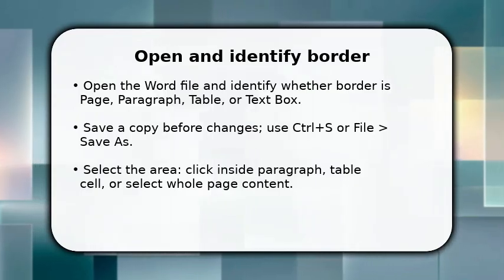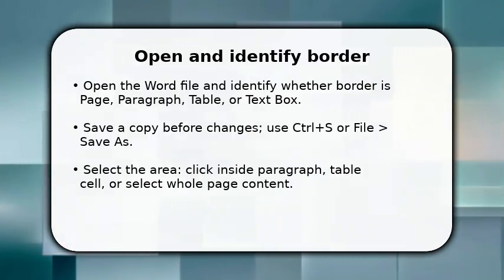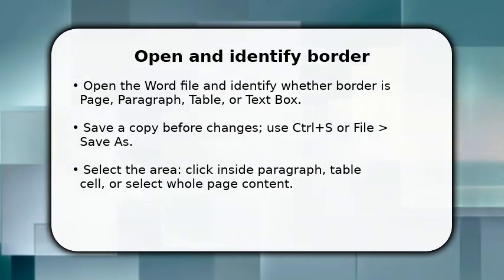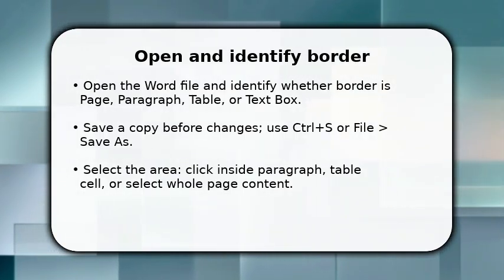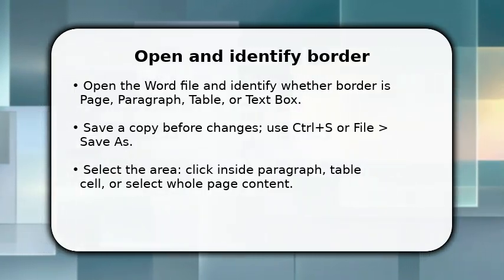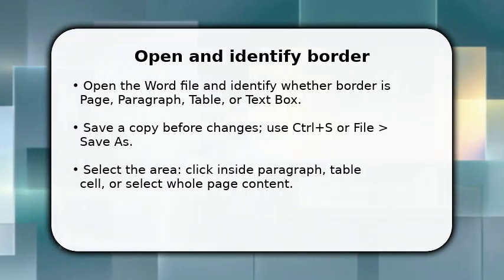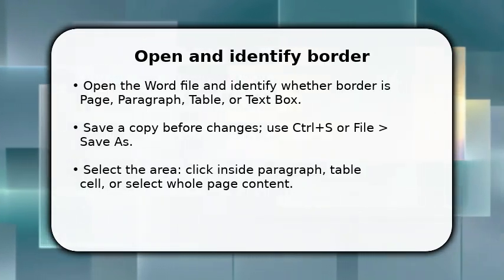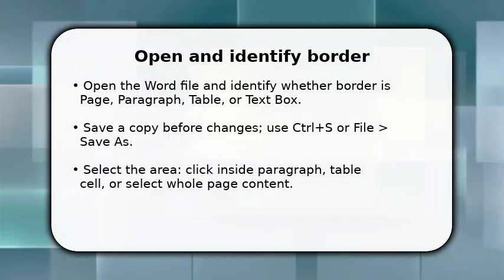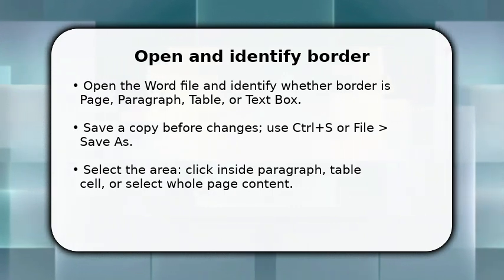You're starting with a live document, so first identify the border type: page, paragraph, table, or text box. Open the file and save a copy to prevent accidental loss. Then click into the text or drag to select the content around the visible border. Once done, you'll be ready to use the ribbon controls. Make sure you keep the selection active. This short setup lets you target the correct menu, Design or Home, so the removal step works immediately and precisely.